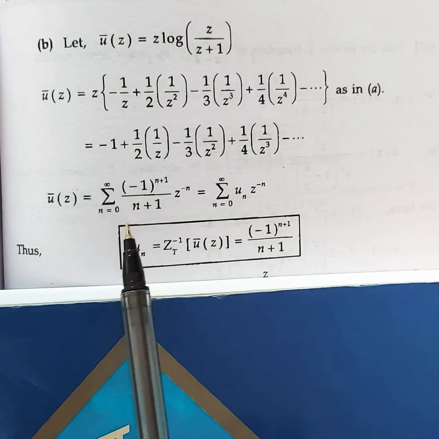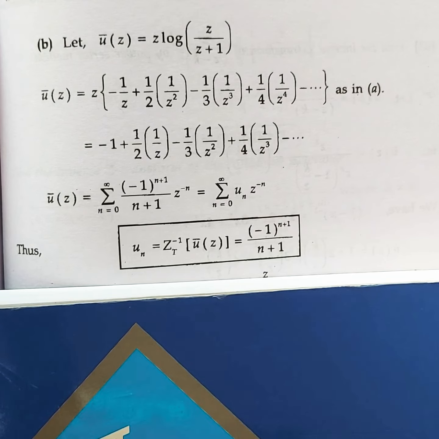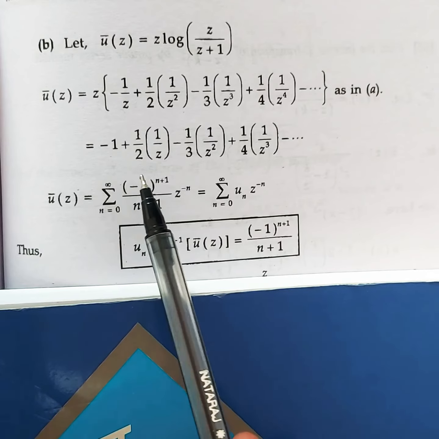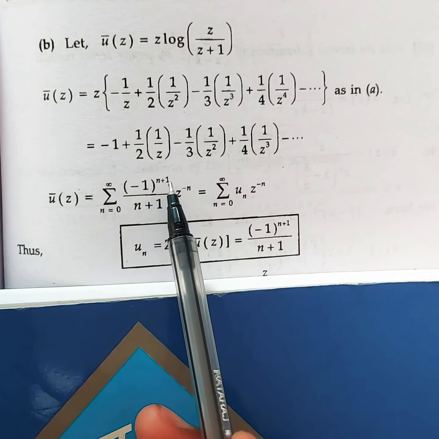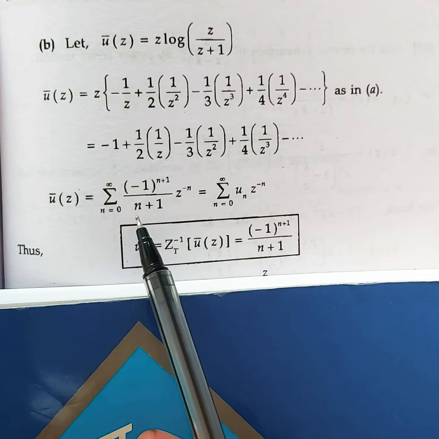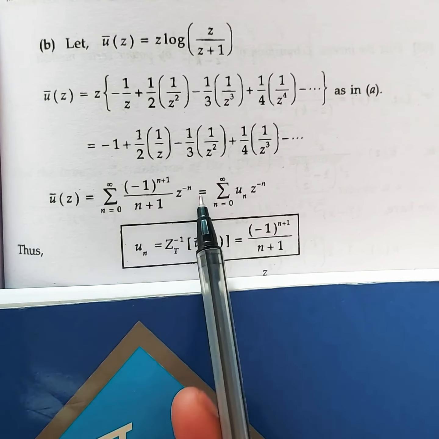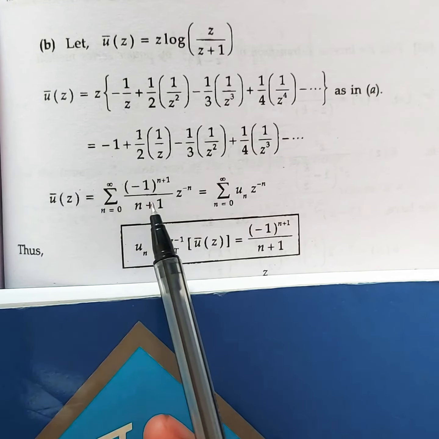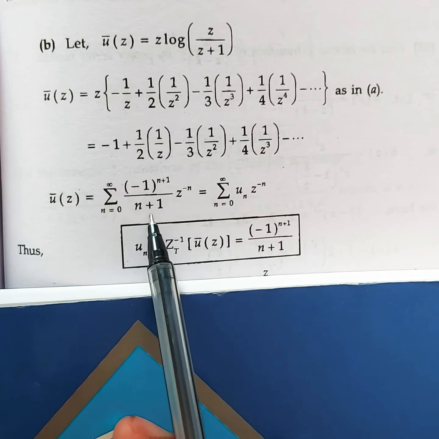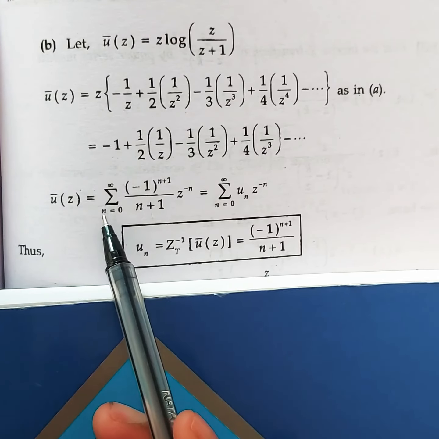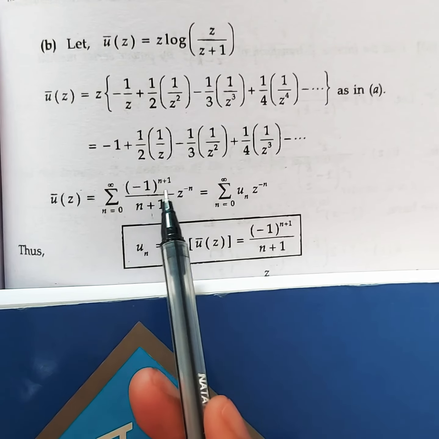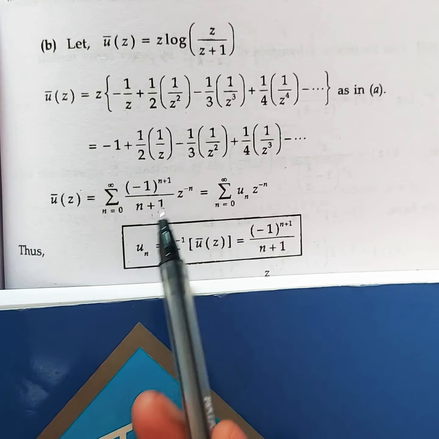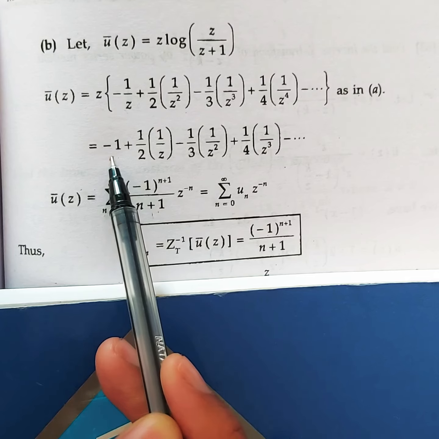In this case, you can write summation n is equal to 0 to infinity. The first term itself is negative when n is equal to 0. So what will I get? Minus 1 power 1, so minus 1 by 0 plus 1, minus 1 by 1. z power 0 is 1, so I am getting minus 1. You should know how to write it in this general term. Whenever you have a doubt, substitute the first value, put n is equal to 0: minus 1 power 1 by 0 plus 1 into z power 0. So this is 1, this is 1, numerator minus 1. We got this.